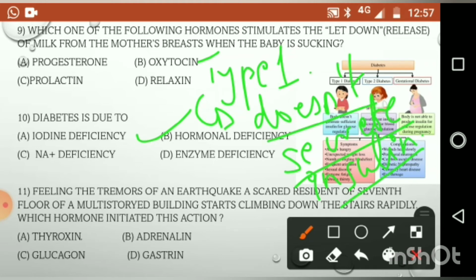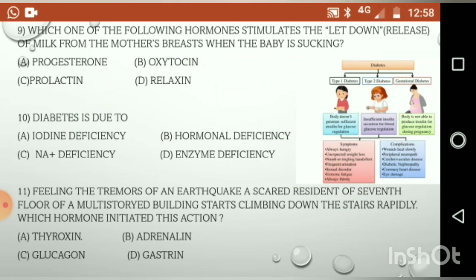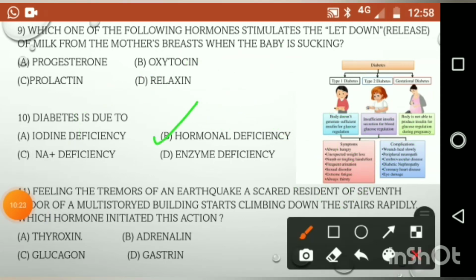Now type 1 diabetes is mostly found in the younger generation. Okay, type 1 diabetes is mostly found in the younger generation, and it is the disorder in which the body does not secrete insulin. Now we'll talk about type 2 diabetes. In type 2 diabetes, the body secretes insulin.